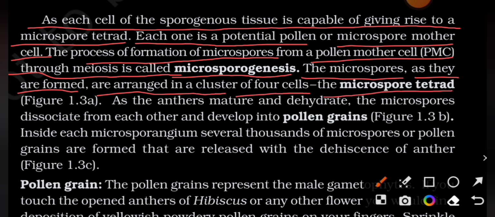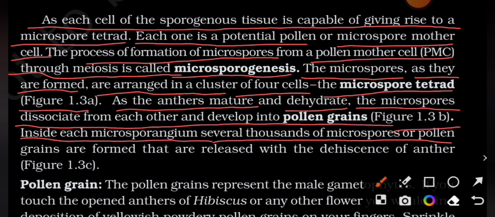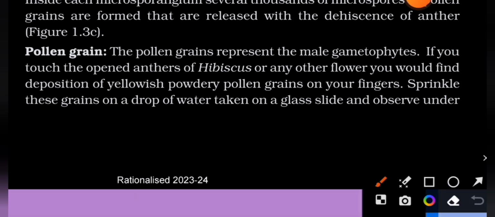Figure 1.3a. As the anther matures and dehydrates, the microspores dissociate from each other and develop into pollen grains. Figure 1.3b. Inside each microsporangium, several thousands of microspores or pollen grains are formed that are released with the dehiscence of anther. Figure 1.3c. Pollen grains. The pollen grains represent the male gametophytes.